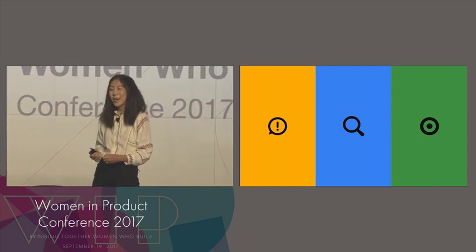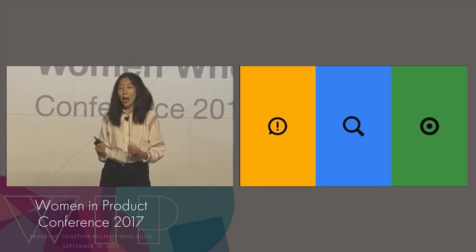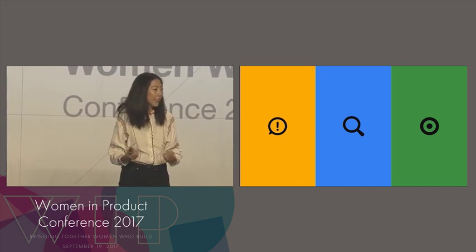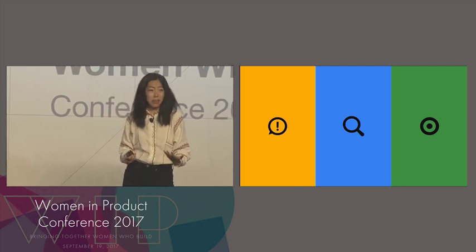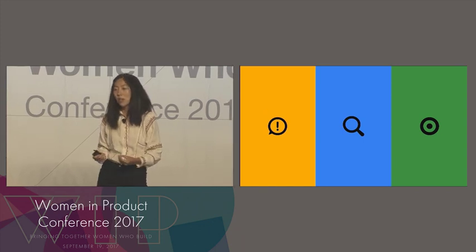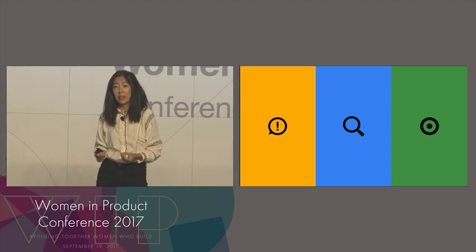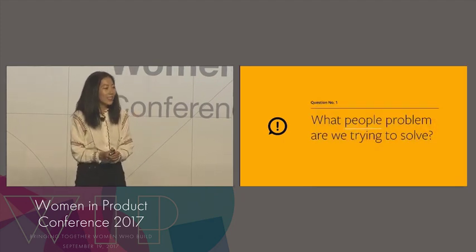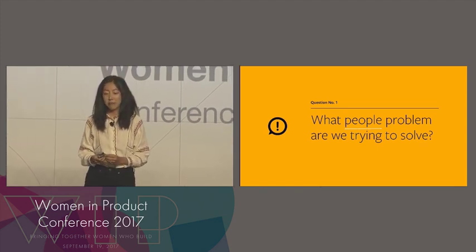As Fiji mentioned, this is a topic that is very near and dear to my heart, which is how we as builders think about framing up the work that we do and what it means to go out there and build a great product. I want to talk a little bit about a framework that we use at Facebook, the 3 questions that we try and ask ourselves in every step of the product development process. The first question is the most important, and that is, what people problem are we trying to solve?